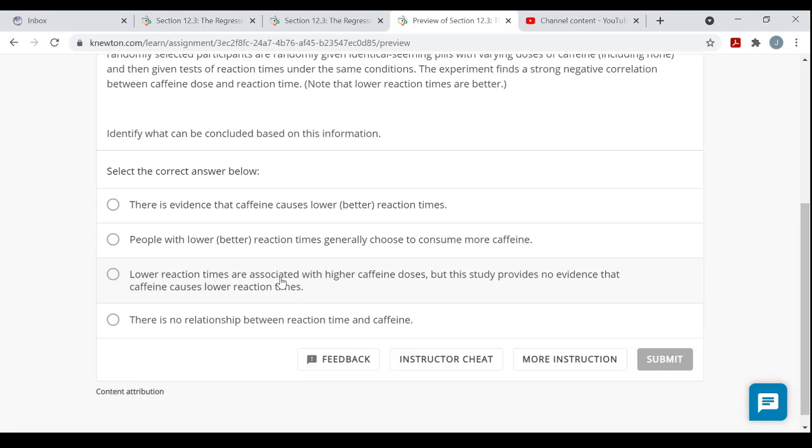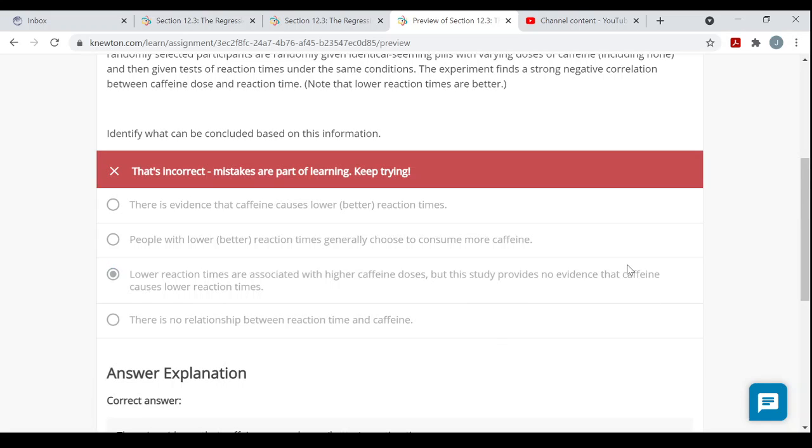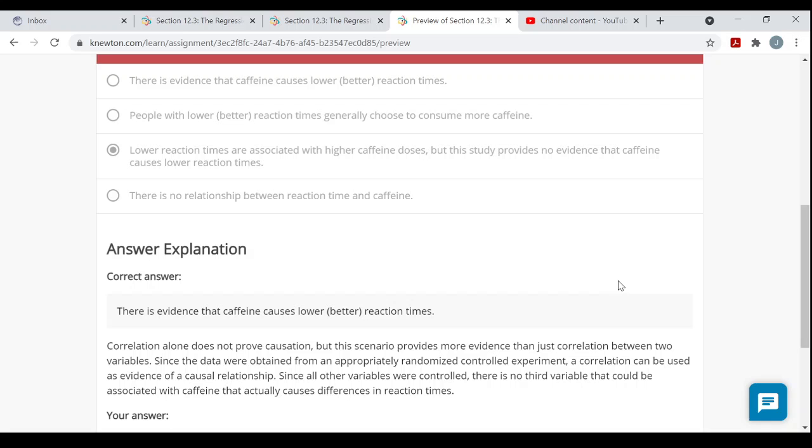Okay, so I'm going to say this for now and see what happens. And then there is no relationship. Well, no, they told us that there's a strong negative correlation. Oh. So what happened here? Probably because of the controlled experiment.